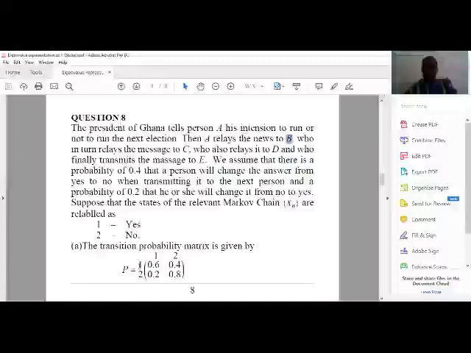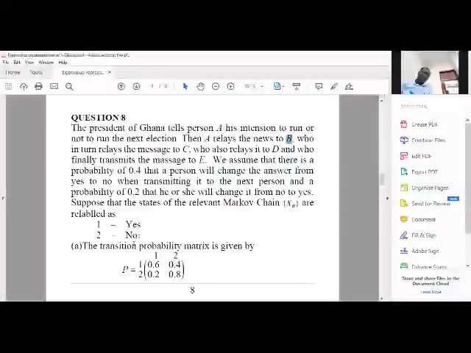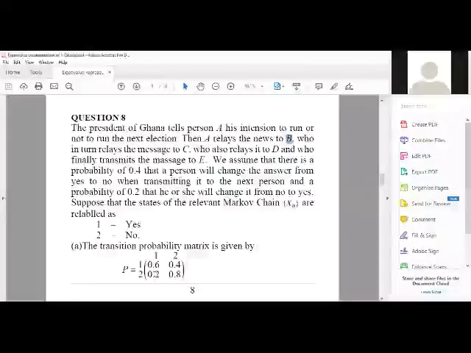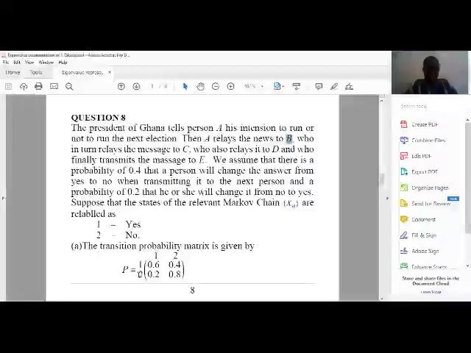Have you seen the transition probability matrix? The probability that a person will change the answer from yes to no is 0.4. Note, we are denoting yes with state 1, and no with state 2. So the probability that the person will change the message from yes to no is 0.4. And automatically, because the sum of a row is 1, this place becomes 0.6. The probability that the message will change from no to yes is 0.2, which means the probability that the answer will remain no to no is 0.8. So yes to yes is 0.6, yes to no is 0.4, no to yes is 0.2, and no to no is 0.8. This is called the transition probability matrix.